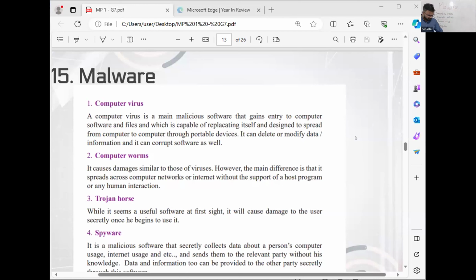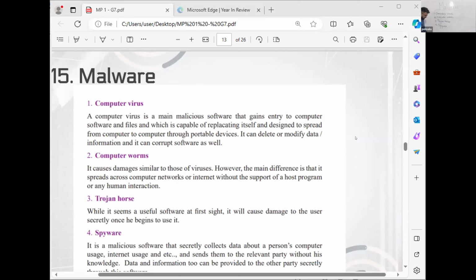For the trojan horse, it seems like a very important, useful thing at first sight, right? But once you start using it, it's over. It shows a good image, and when it begins it messes everything up. That is a trojan horse. But it will cause damage even when you don't think it will.